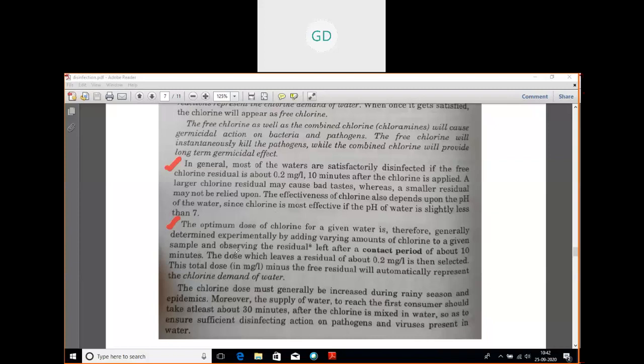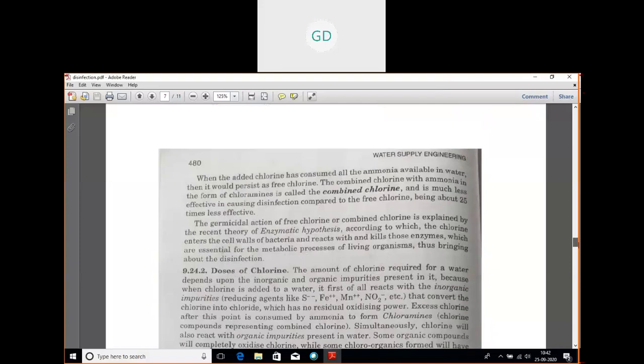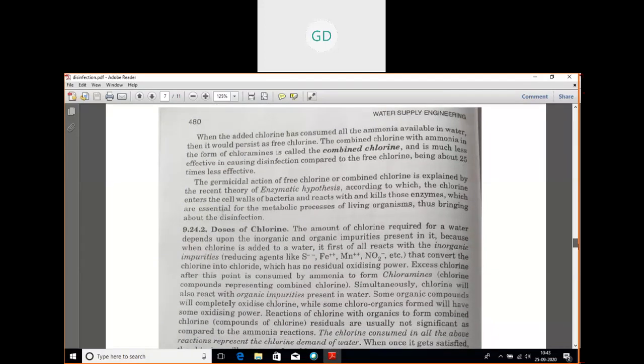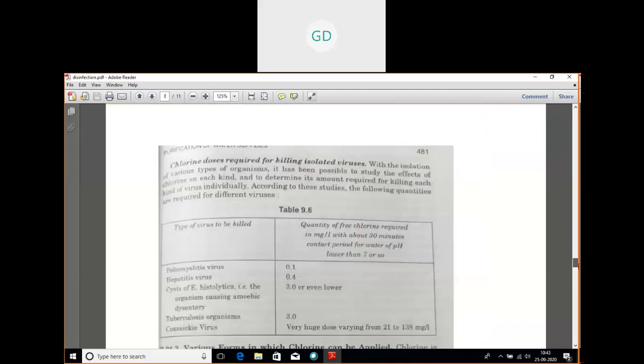So the optimum dose is the dose which leaves a residual of about 0.2. Okay, so the dose is not written here. No need for these lines, no need about the dose.